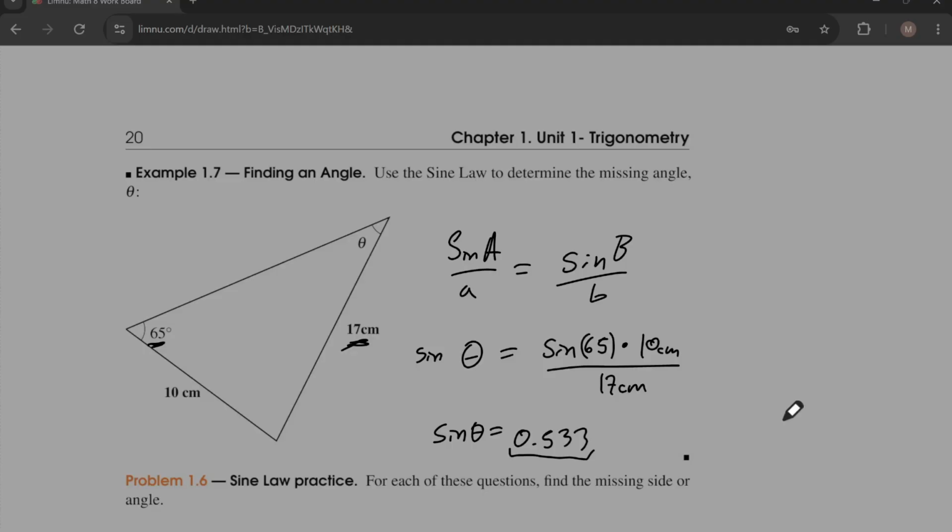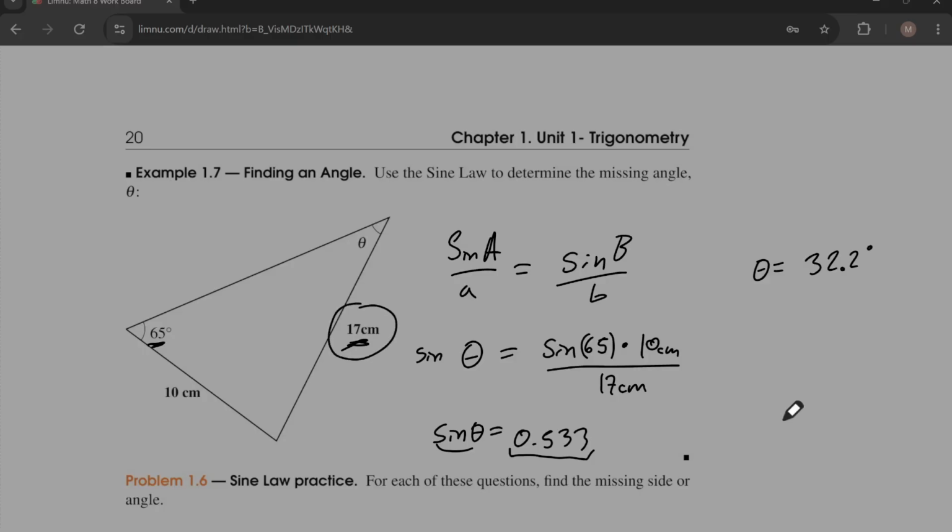Okay, let's find out what theta is. In order to do that, we're going to do the inverse operation of sine, and that is arc sine. So that's second function sine on your calculator. And I apply that to both sides such that I get, drum roll please, about 32.2 degrees. Okay, let's double check to see if our answer makes sense.